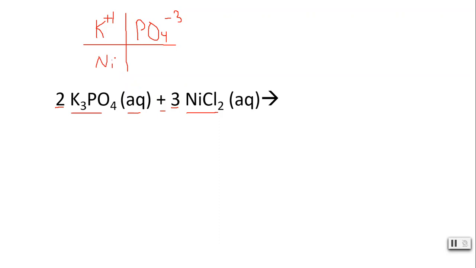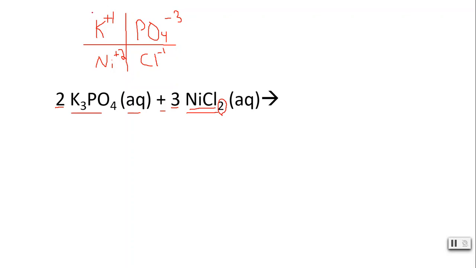Nickel is the second cation. It's going to have a +2 charge. And I know that because in my nickel chloride, I have 2 chlorines. Each chlorine is a -1. And since there's 2 of them in that molecule, my nickel must be a +2.